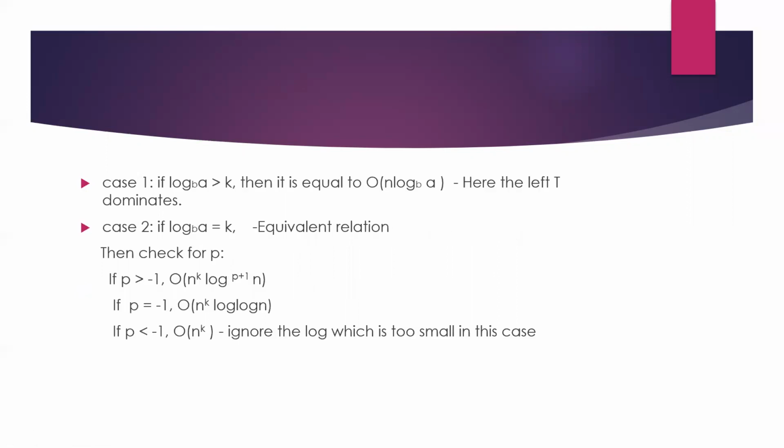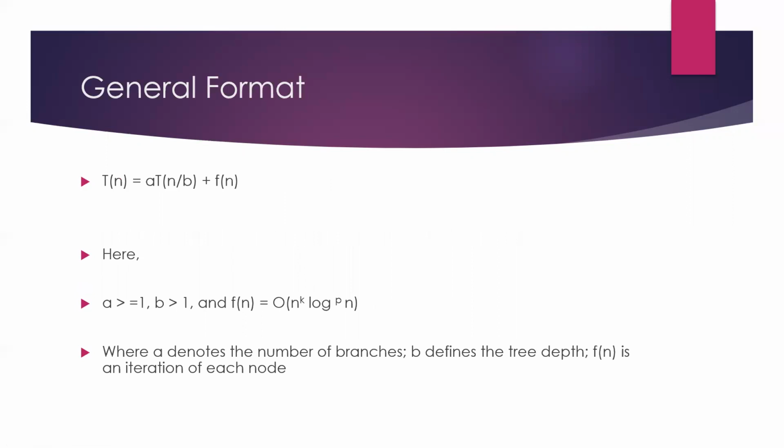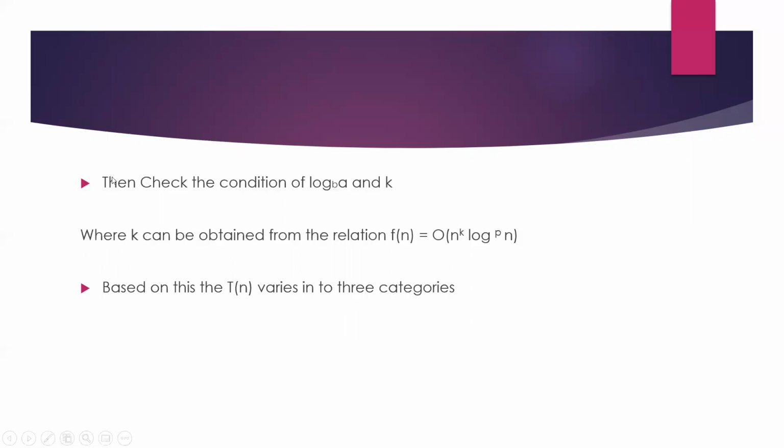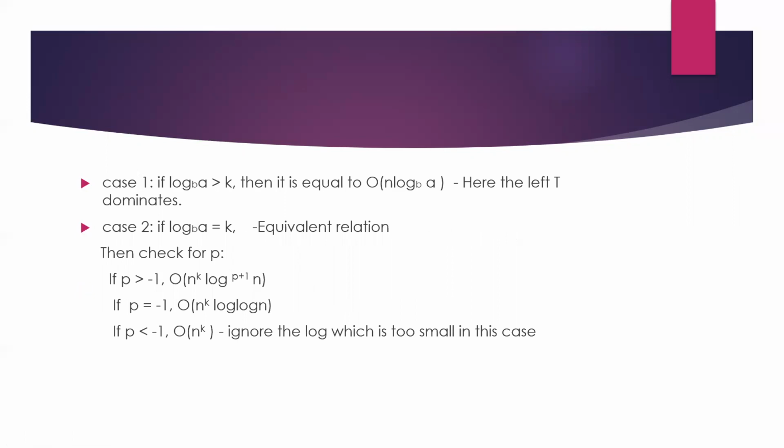Case 1: if log a to the base b is greater than k, then T(n) = O(n^(log a to the base b)). Here basically the left term dominates, that is, the T(n) part dominates. Case 2: if log a to the base b is equal to k, this is going to be the equivalent relation. Then we have to check for p.